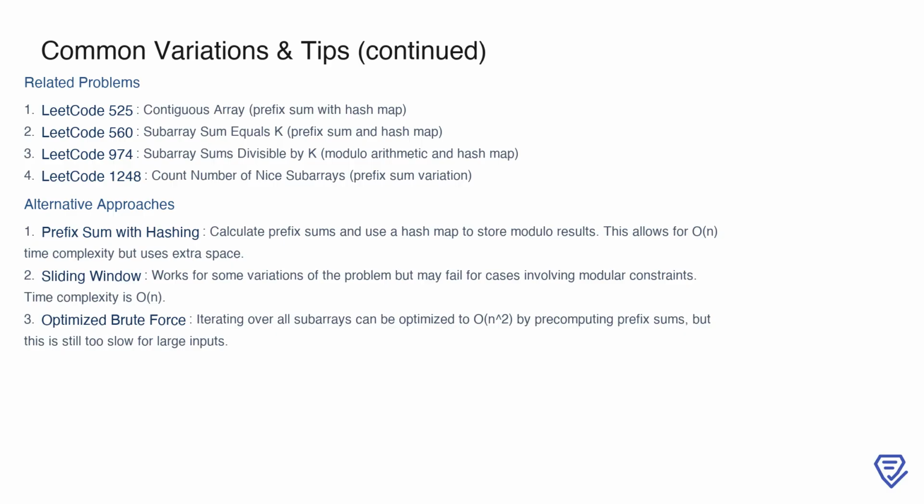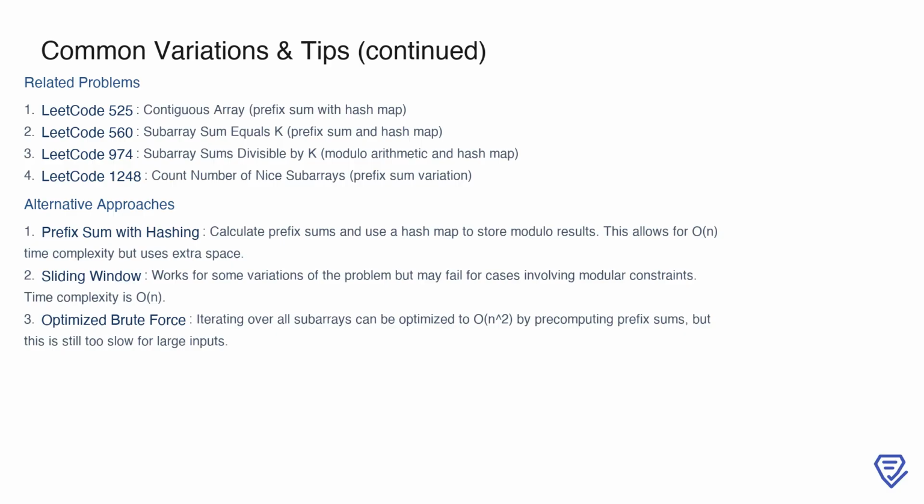To broaden your understanding, it helps to look at related problems. For example, LeetCode 525, Contiguous Array, uses prefix sums with hash maps. Similarly, LeetCode 560, Subarray Sum Equals K, applies the same strategy. LeetCode 974, Subarray Sums Divisible by K, focuses on modulo arithmetic combined with hashing, making it particularly relevant. Another example is LeetCode 1248, Count Number of Nice Subarrays, which takes a variation of the prefix sum approach. Exploring these problems can help solidify your grasp of the techniques involved.